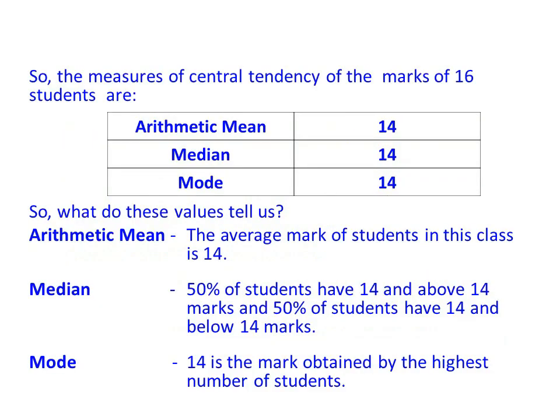So, the measures of central tendency of the marks of 16 students are: arithmetic mean is 14. Median is 14. Mode is also 14. So, what do these values tell us? Arithmetic mean, the average mark of students in this class is 14. Median, 50% of students have 14 and above 14 marks and 50% of students have 14 and below 14 marks. Mode, 14 is the mark obtained by the highest number of students.